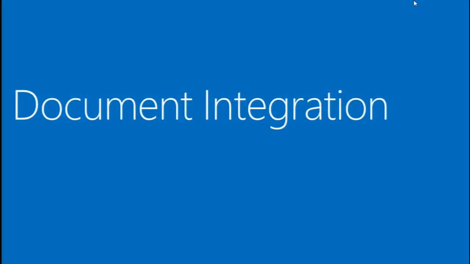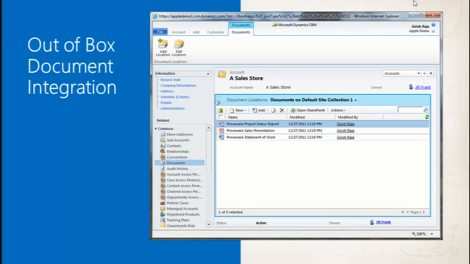Okay, so let's talk about the first topic, talk about document integration. Now, document integration really is something that we provide out of the box with SharePoint and CRM. Now, with the out-of-box document integration, what you do is, any record that you go into CRM, once you configure the document integration, whether if it's an account, contact, an opportunity, case, or anything like that, once you hit the Documents tab, you will see those list of documents.